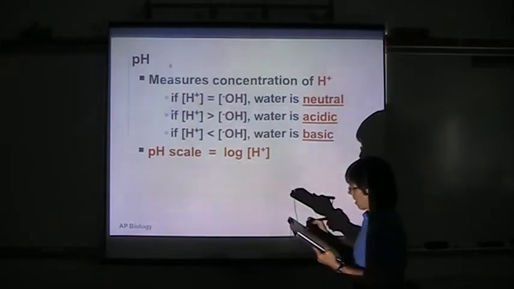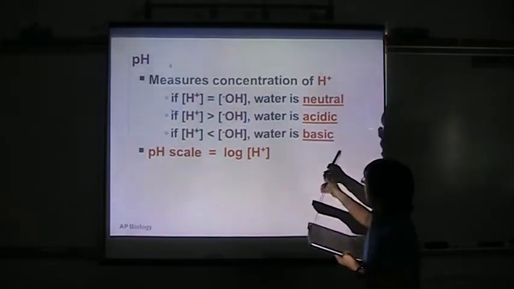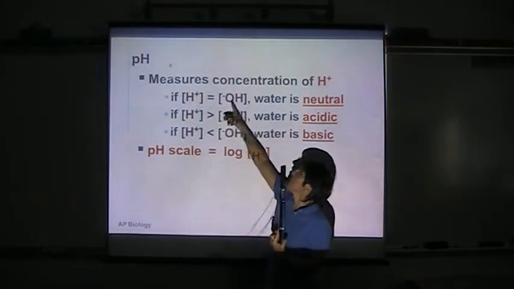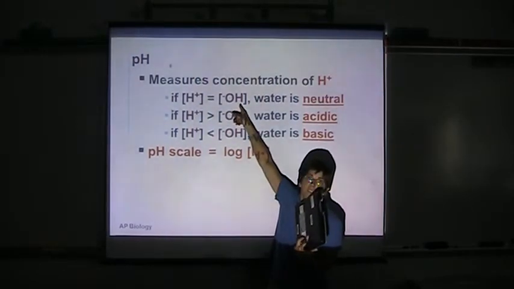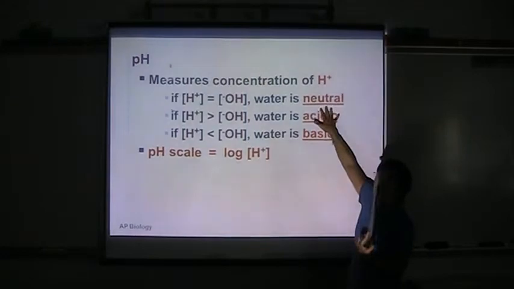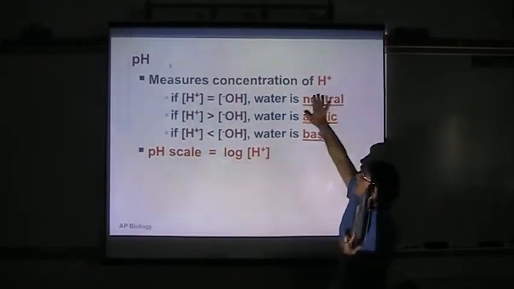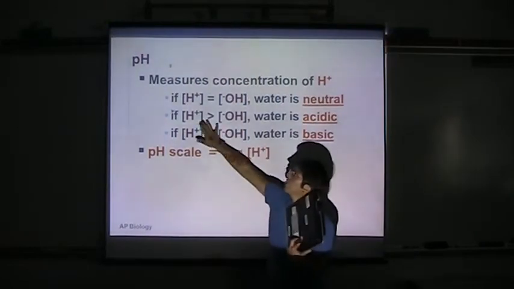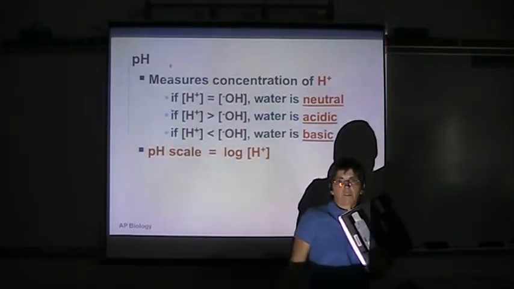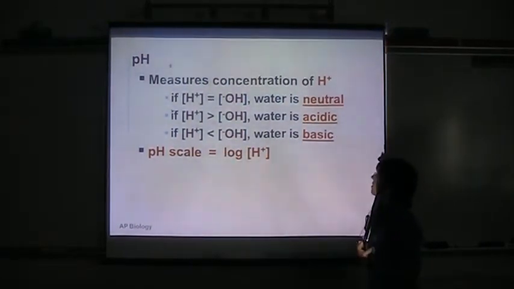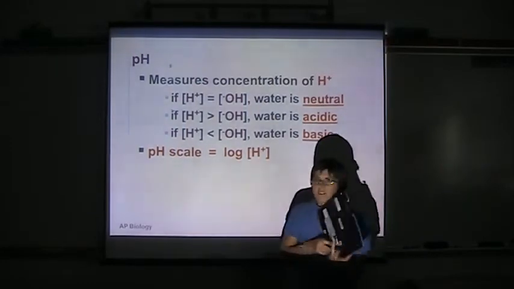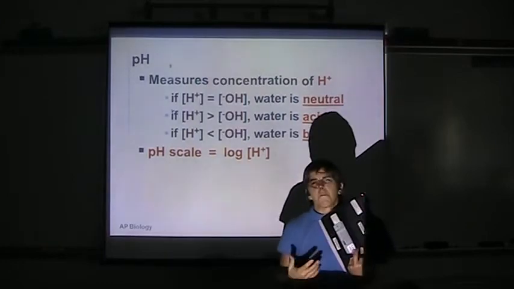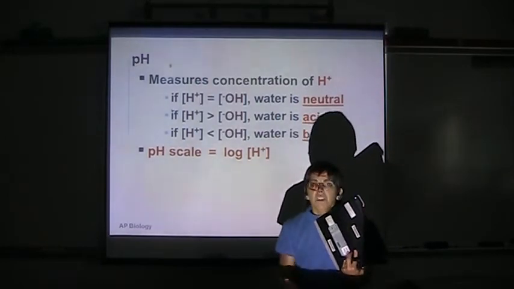Now, how do we measure this concentration? Well, you know that if the concentration of hydrogen is equal to the concentration of hydroxyls, you have a neutral solution. If you have a high concentration of hydrogen with respect to hydroxyls, you are acidic, and vice versa, you are basic. You know your scale goes from 1 through 14. What do that 1 and 14 and 7 and 10 really mean?